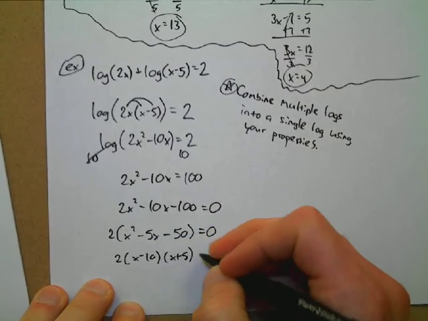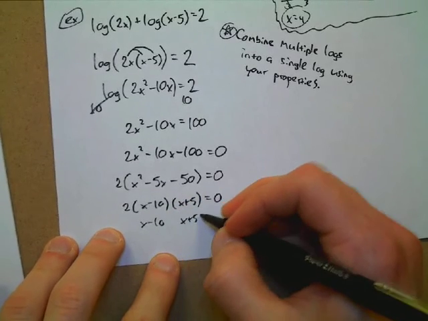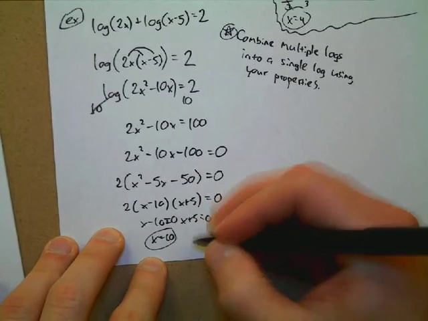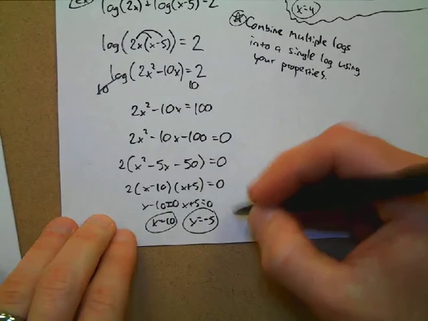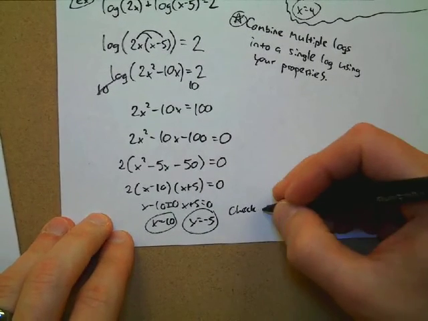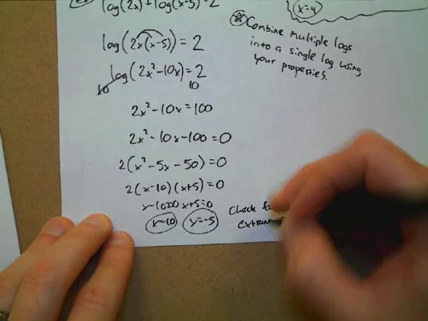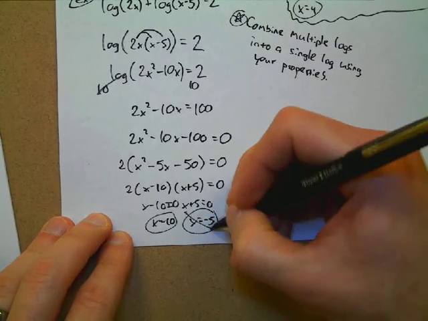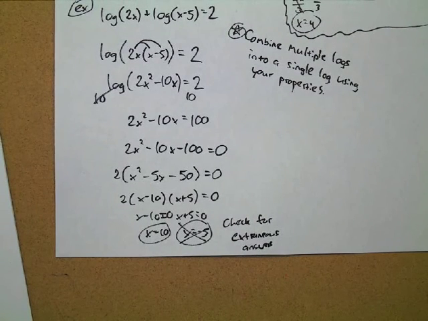And so then set each factor equal to 0. And so you get x equals 10. There's one of our solutions, and x equals negative 5. You need to check your answers for extraneous answers. And negative 5, when you plug it back in, it actually does not work. So only 10 works there. And that's all I have to say about that.